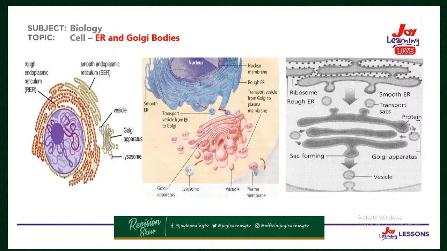We call the red dots the ribosomes, which I just described, they are attached to some. So because of that, it appears as a rough structure. So we call it the rough ER. And those without them are called the smooth ER.